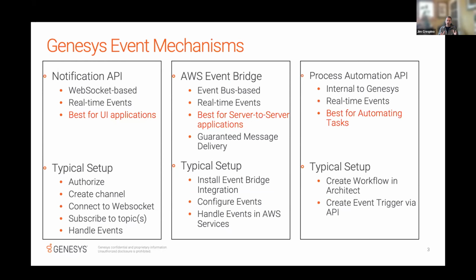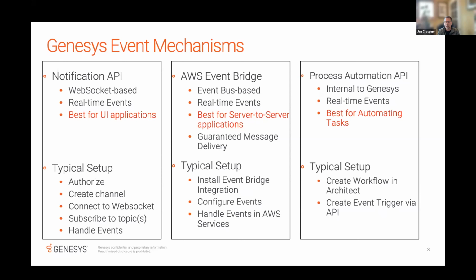The last one I want to talk about handles real-time events. It is built for a little bit different purpose. We call it process automation. It is a new API. It is in production. It just went in production a few weeks ago, I believe. It is meant to handle events internal to Genesys. There's no external thing that's listening to the events. You set it up to say, if this event happens in Genesys, then perform this action.